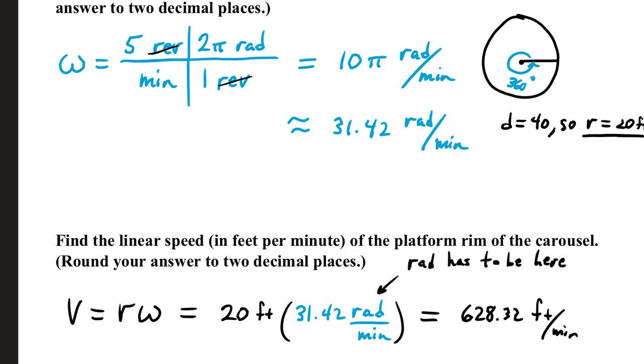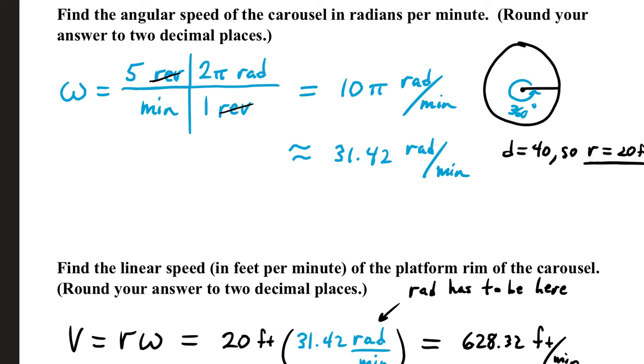Okay, so linear speed is radius times angular velocity. The radius of the Ferris wheel or carousel, I think it's carousel in this problem, is 20 feet. Our angular velocity, or the rotational speed, is 31.42 radians per minute. I put this note here, rad has to be here because your angle, if it's angular velocity or omega, needs to be radians per unit of time.